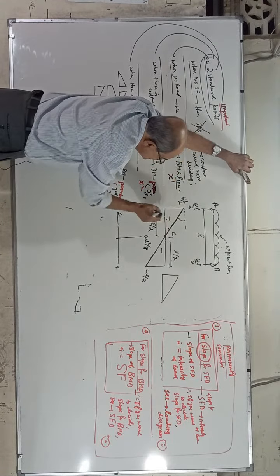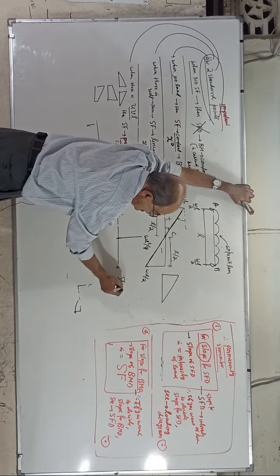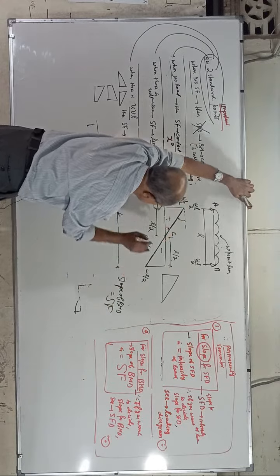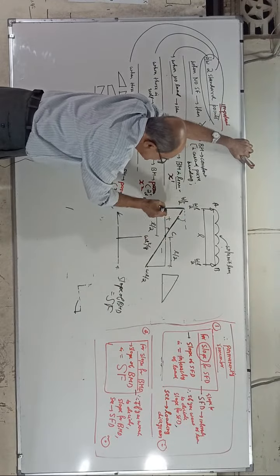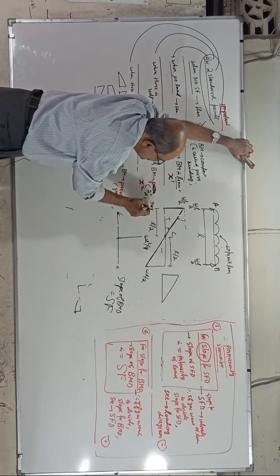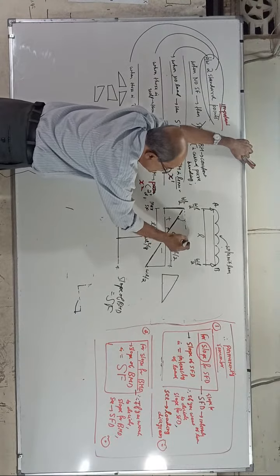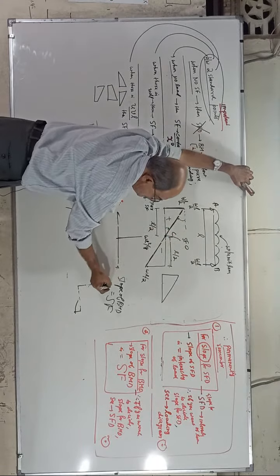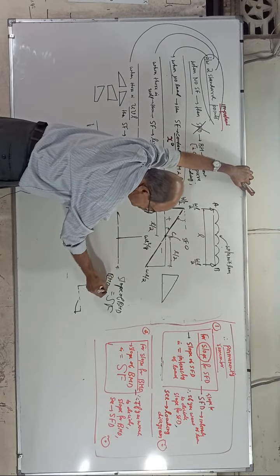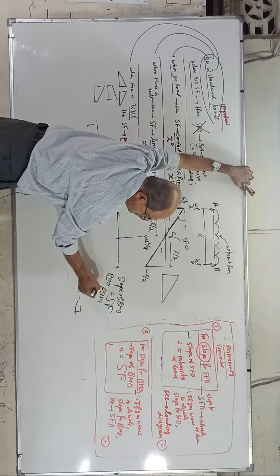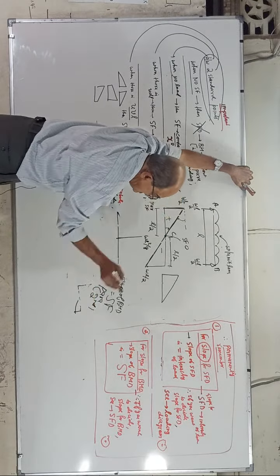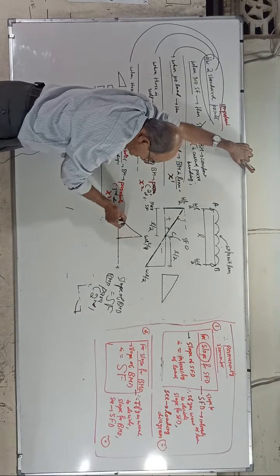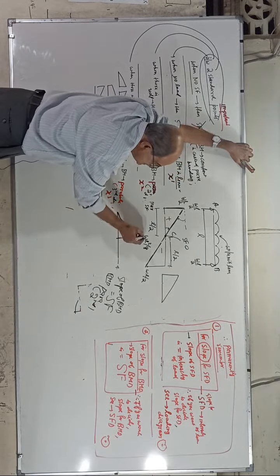See here. Slope of the BMD equals the shear force. Maximum shear force here. When you reach here, shear force equals 0. Therefore, when UDL is there, the BMD will be a parabola of second degree, quadratic.